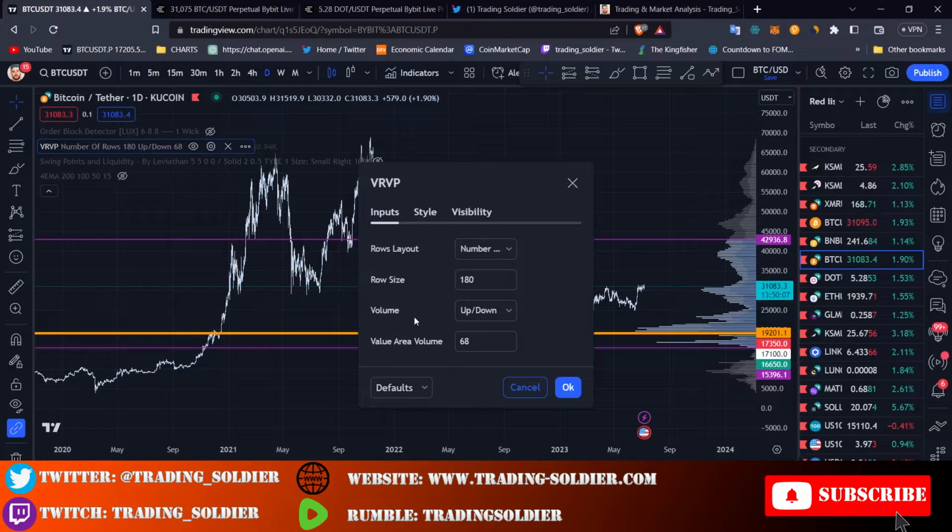Also, the setting of the volume is up and down, and the most important thing here is to set the value area volume at 68%. Not 70, not 50, 68%.